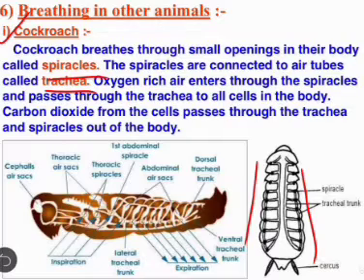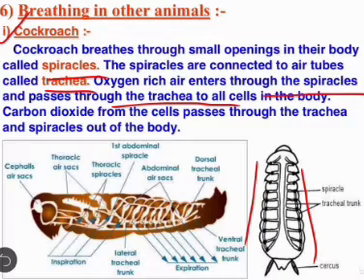In these insects, the oxygen-rich air enters the body through spiracles and diffuses in the cells via trachea. As we already discussed, trachea is the place where the exchange of gases takes place. Similarly, the air from the cells, which is rich in carbon dioxide, enters the trachea and moves out of the body through spiracles.